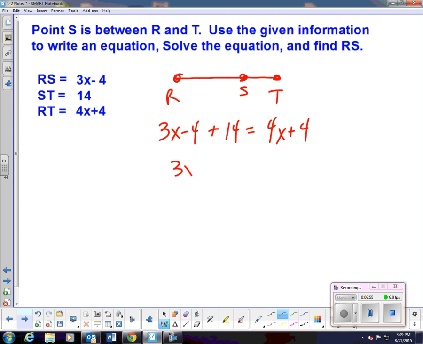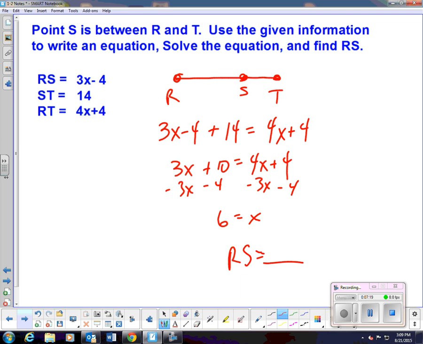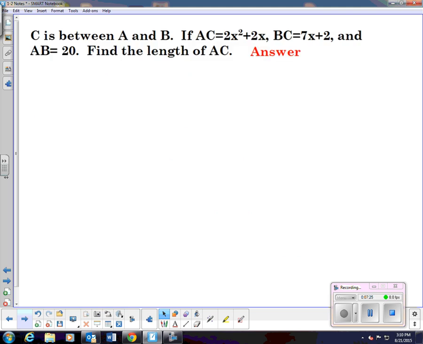So when I work this problem, I get 3x plus 10 equals 4x plus 4. I want all my x's on one side and all my numbers on the other, so I'm going to go to the right. Minus 3x, minus 3x, minus 4, minus 4. So I get 6 equals x. All right, so I know my x value. Once I have my x value, I can go back and plug it in and find out what the length of RS is. You should be able to do that also by plugging it back in and getting that distance. These are the things I'm going to look for on your notes when you turn them in.